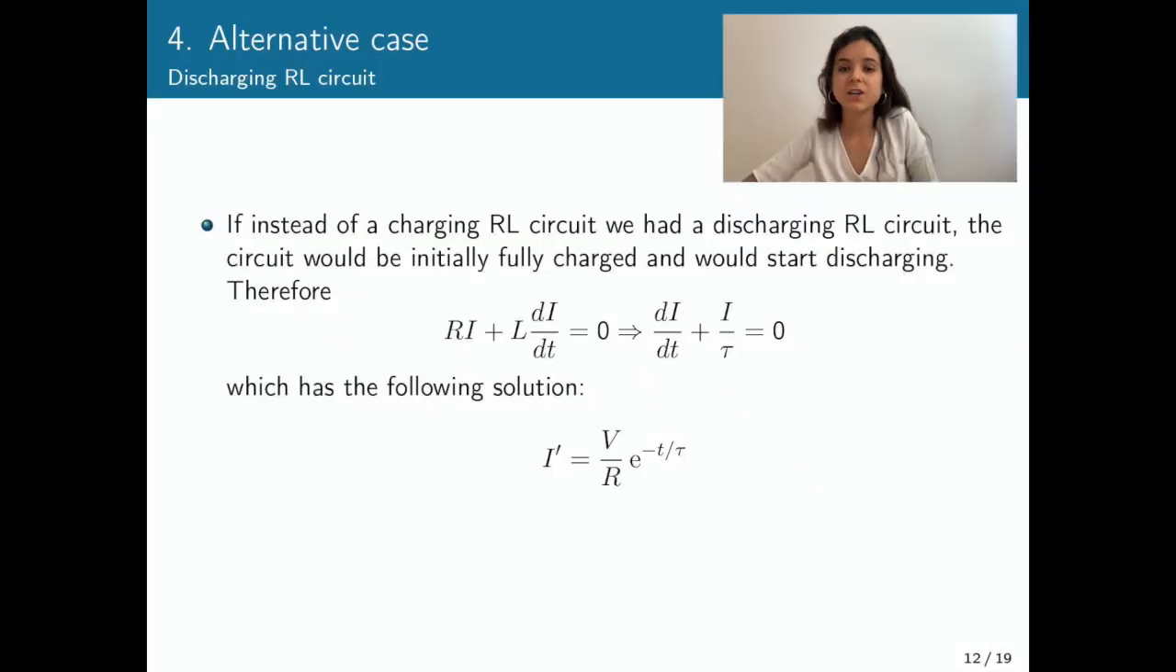We calculate the equivalent in seconds and obtain that the result is 0.18 seconds. If instead of a charging RL circuit, we had a discharging RL circuit, this would be initially fully charged and would start discharging. Therefore, the battery doesn't induce any voltage, and only the voltage of the coil and the resistance are taken into account. After solving Kirchhoff's voltage law, we obtain that intensity is calculated as V divided by R multiplied by e to the minus t divided by tau.